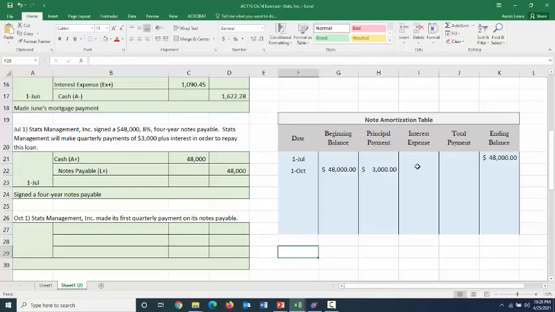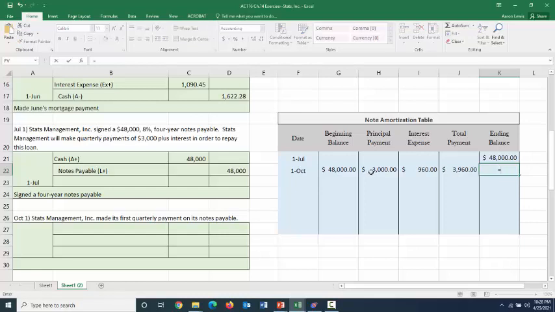What's going to change is the amount of interest we have to pay each time, and we find it by taking the beginning balance that we had, multiplying it by the rate. This is an 8% note, and multiplying it by time. This is quarterly payments. That's every 3 months, so we're going to multiply it by 3/12. And when we do that, we are going to come up with $960. We have to pay $960 in interest in addition to the $3,000 that we're putting towards principal. So our total payment in this instance is going to be $3,960.